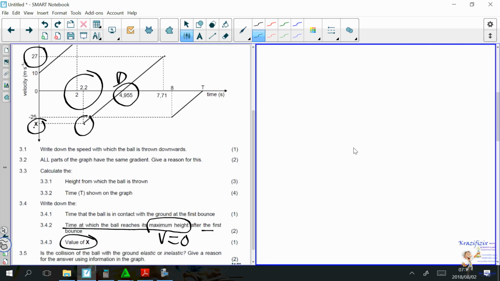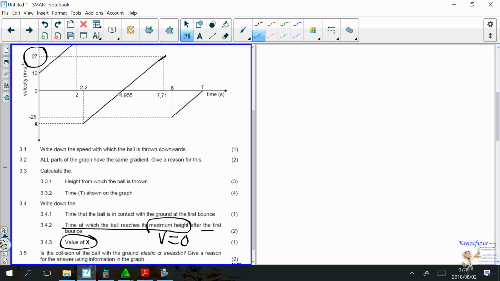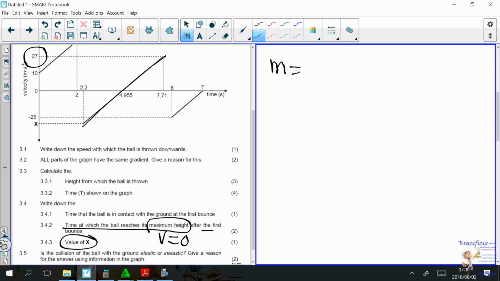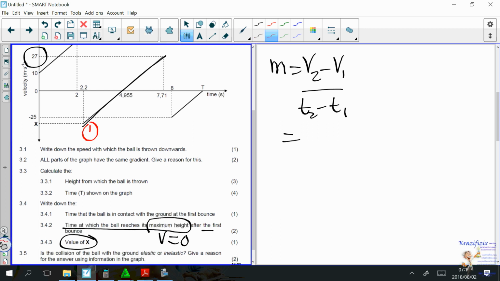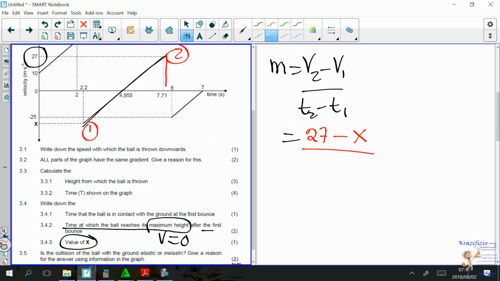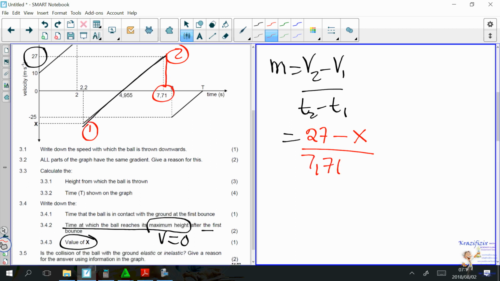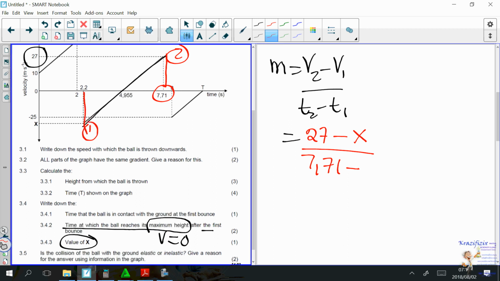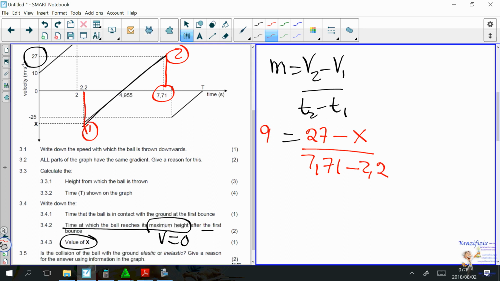But if you want to prove that, we can do that mathematically by considering this gradient again. M equals V2 minus V1 over T2 minus T1. I'm sure that makes sense to you now. Point 1 and point 2. So what's my V2? 27 minus, what is my V1? X, over, what is my T2? 7,71 minus, what's my T1? 2,2. Remember, my gradient is positive 9,8.